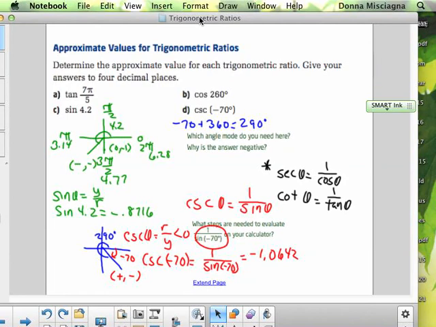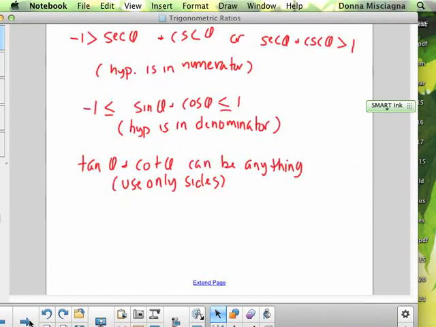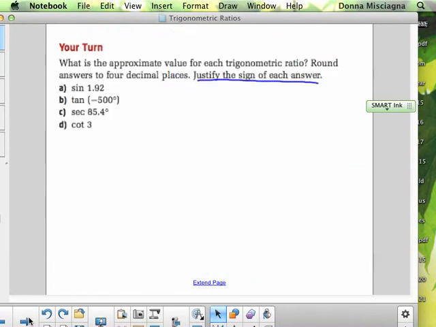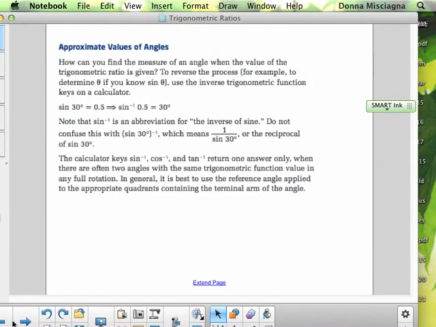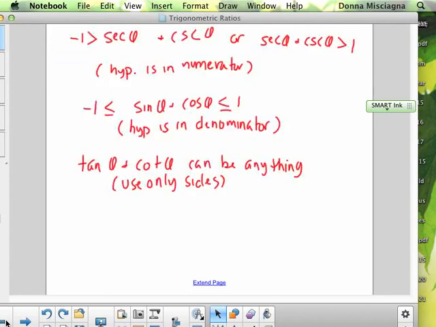All right, so that's it for this video. Oh, one last little thing, and then it's time for you to do some problems. Just some little hints on possible values. Sine and cosine cannot be larger than 1, nor smaller than negative 1, because the hypotenuse is the largest side in the triangle. If you divide something smaller by something larger, you're going to have something that is less than 1, or greater than negative 1, depending on whether you're positive or negative. So sine and cosine values are always sandwiched between negative 1 and 1.